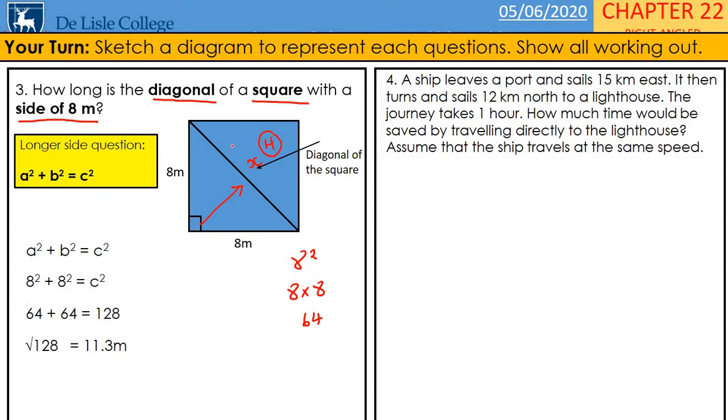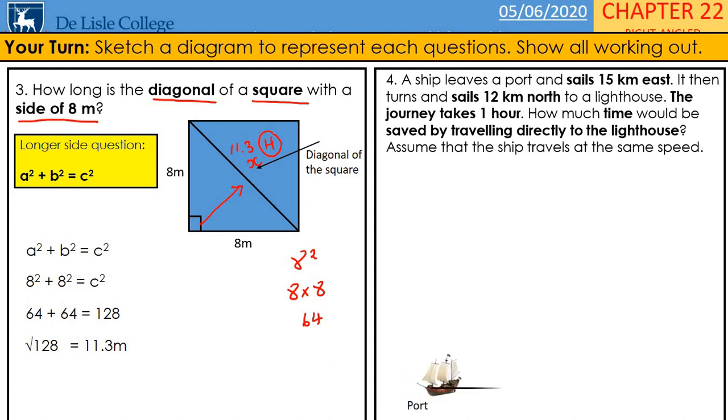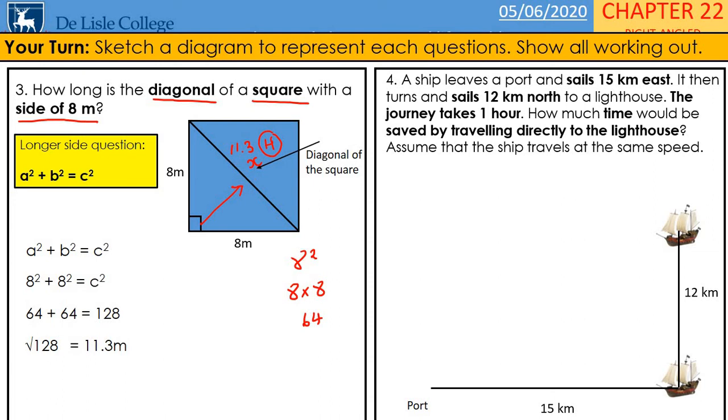And again, we should be happy with that being 11.3 because it should be longer than the 8 and the 8 because it's the hypotenuse, the longest side, and it is. Okay, lovely. Right, second one, bold, some really important information appears. So again, draw a diagram. A ship leaves a port and sails 15 kilometres east. There he goes. It then turns and sails 12 kilometres north to a lighthouse. Well, there we go. The journey takes 1 hour.